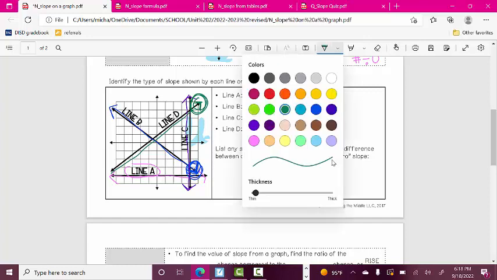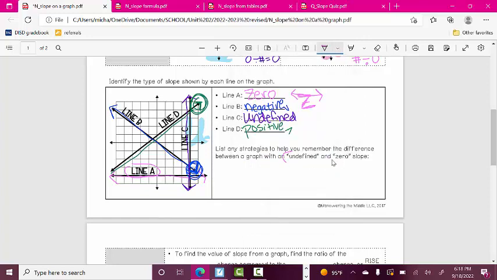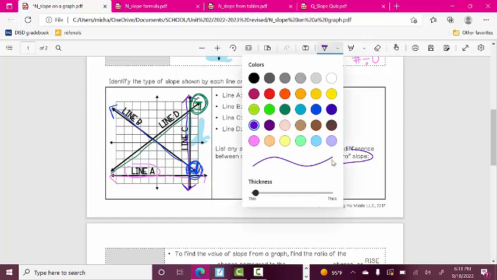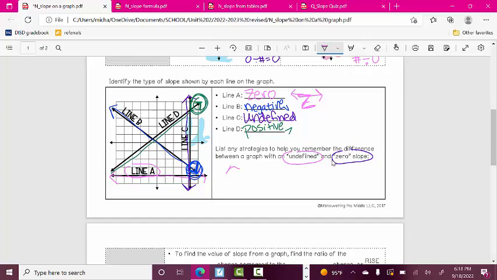Okay, so what's a strategy that we are using to help us remember an undefined slope and a 0 slope? I'm going back and forth on this color coding and it's driving me nuts. Okay, an undefined slope, remember, is something that goes up and down. I like to remember that because I can make the U in the word undefined line up with the actual vertical line.